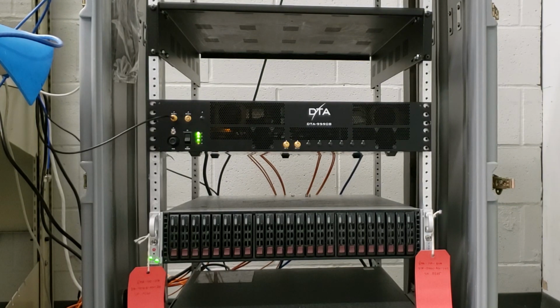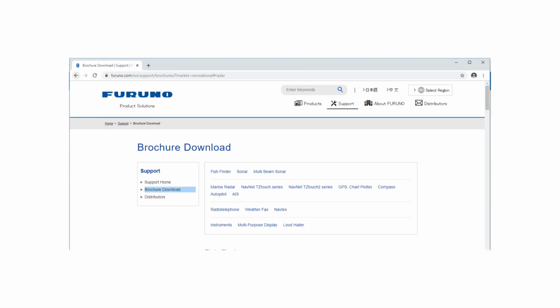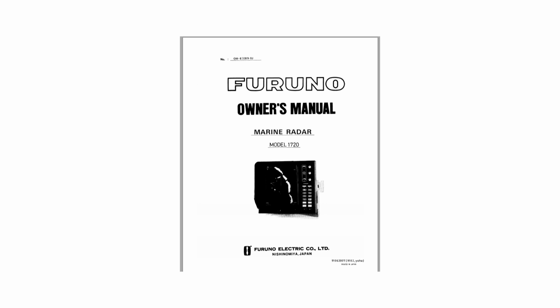You're looking at model MRSE 5000. 19-inch rack mounting, 2 independent channels, frequency range 0.5 to 18 GHz, and 500 MHz of instantaneous bandwidth available on each channel for playback.